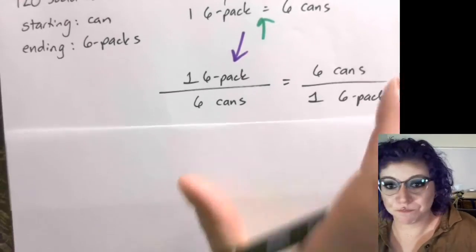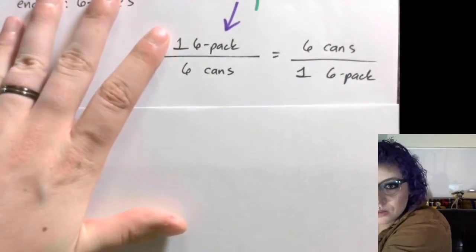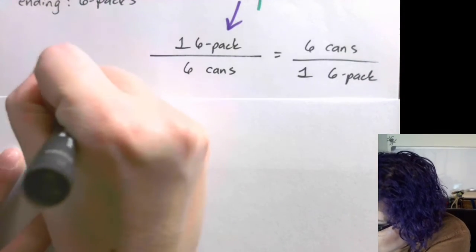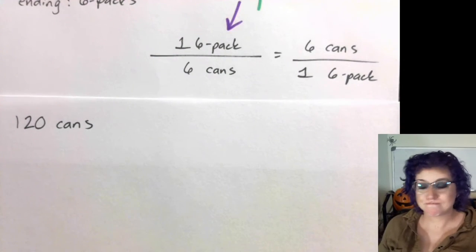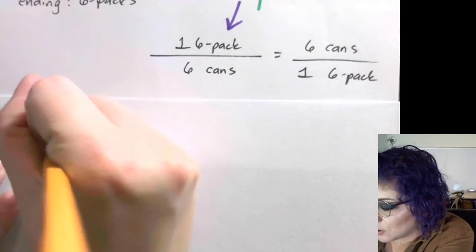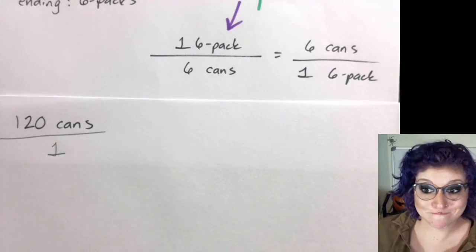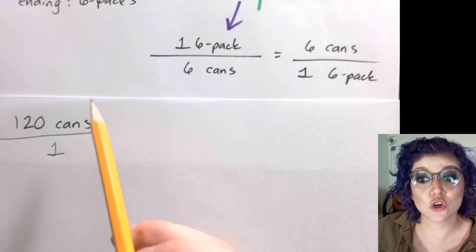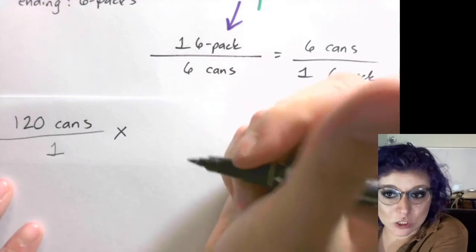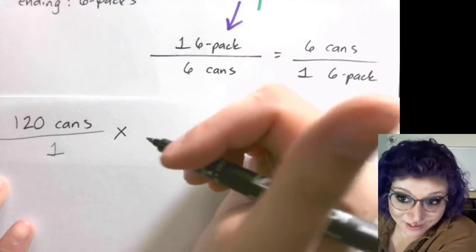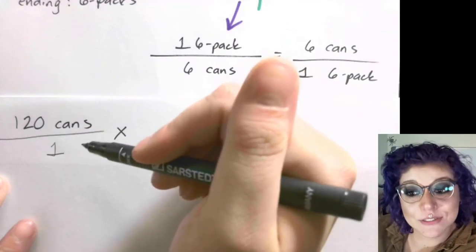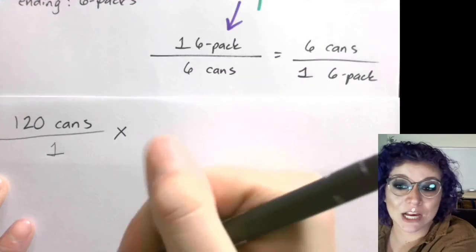All right, let's look at that. Okay. So I have 120 cans. Remember, this is like saying 120 over an invisible 1, right? So that cans is in our numerator. So I'm going to multiply this by our conversion factor, and I'm going to pick the conversion factor that will cancel out the cans and give me the unit of 6-packs.